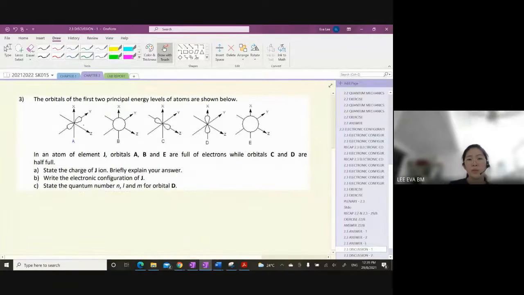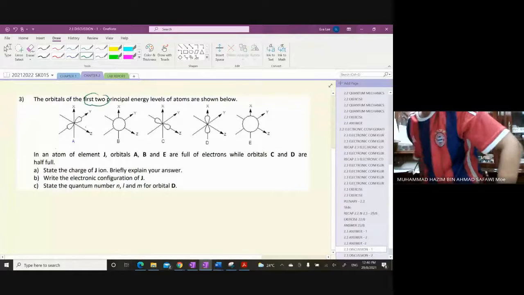Okay, so for question number 3, over here you can see a lot of orbitals. You can see Py, you can see the S orbital, you can see the Pz, you can see the Px, you can see another S orbital. Okay, so the question says that the orbitals of the first 2 principal energy levels are shown below. So cuma sampai n=2 sahaja.